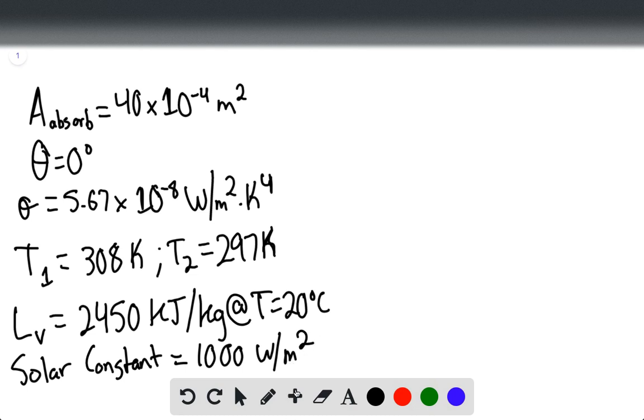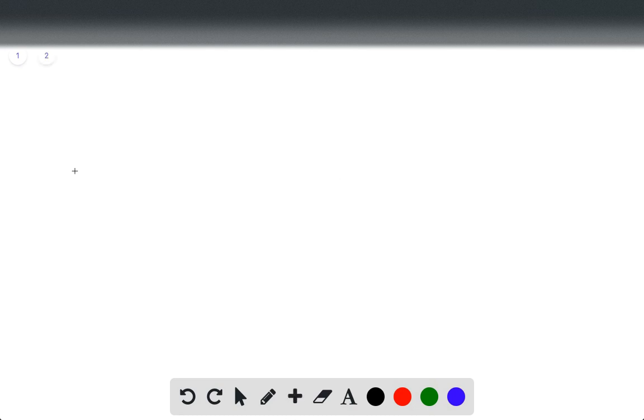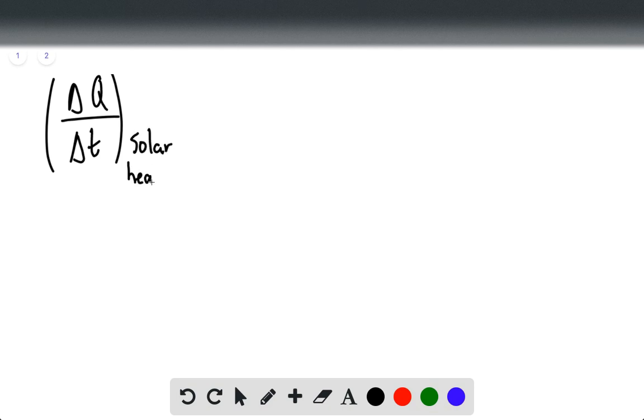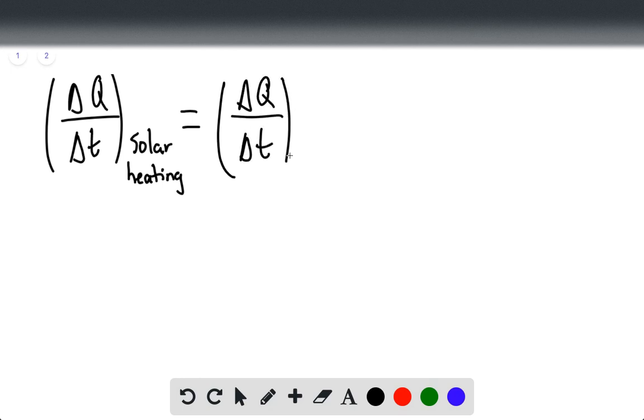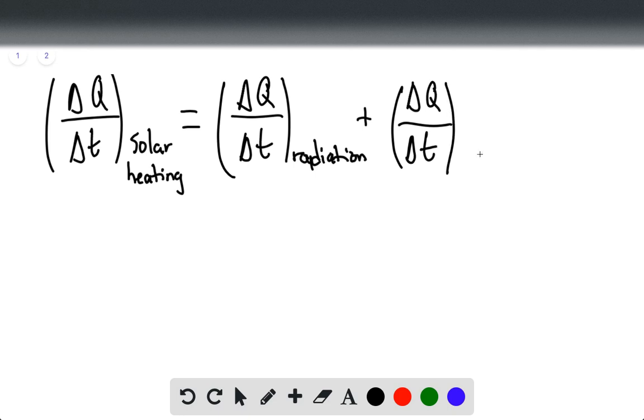And I think we can start the problem by saying the rate of heat flow of the solar heating is going to equal the rate of heat flow of the radiation plus the rate of heat flow of evaporation.